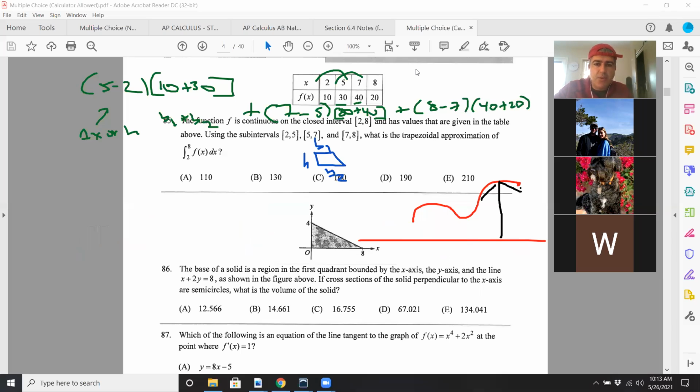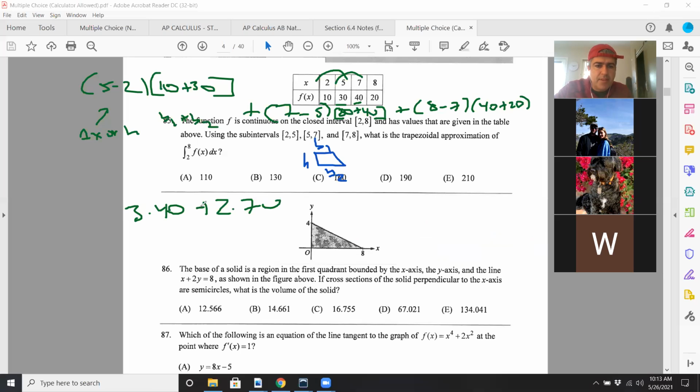So I just gave you guys a crash course in trapezoidal approximation. In this case, just work it out. That's just going to be what? 3 times 40, 2 times 70, and 1 times 60. So that's 120 plus 140 plus 60, you get 320.